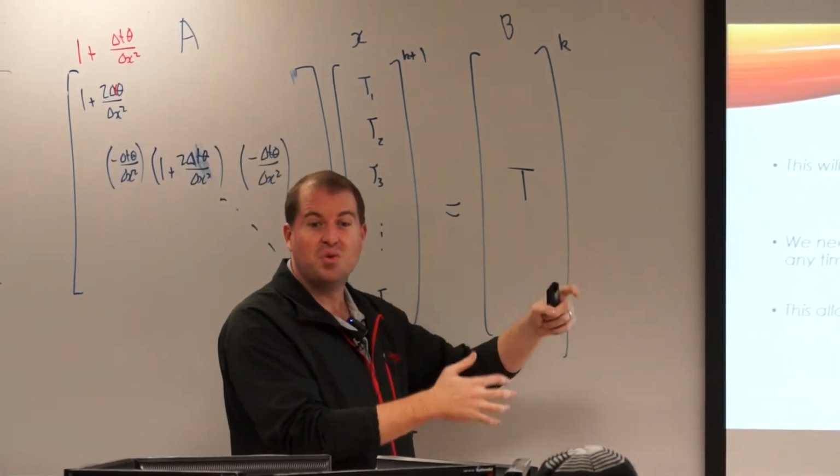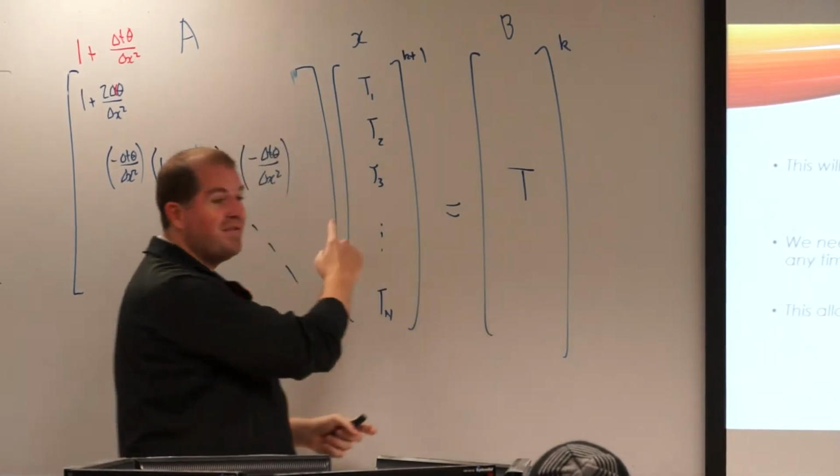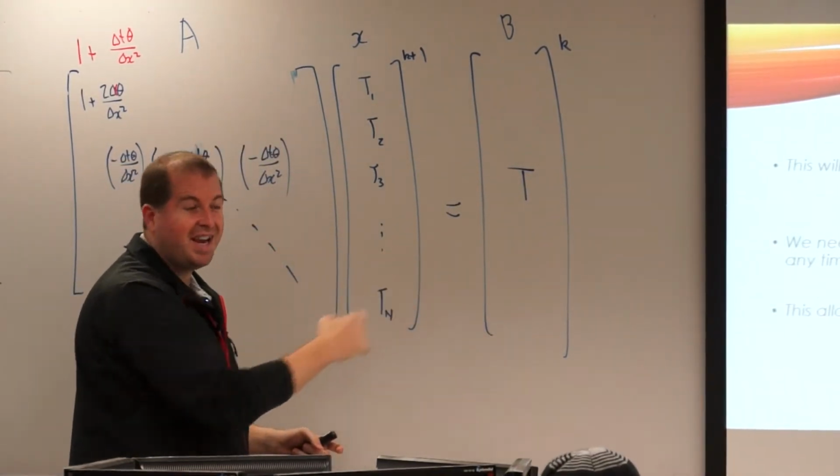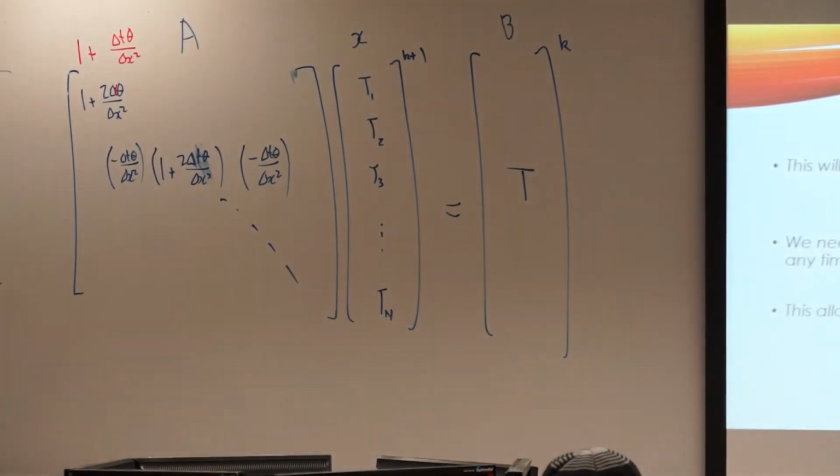Then if you want to find the newer temperature, you take the same inverse and you multiply it again by that new temperature vector. And you just keep getting the new temperatures by multiplying that A minus 1 matrix, sorry, by that old temperature vector. So a piece of cake, because A doesn't change, we only have to compute it once. We compute A minus 1 once, and we use the same A minus 1 over and over and over again to get our transient solution.